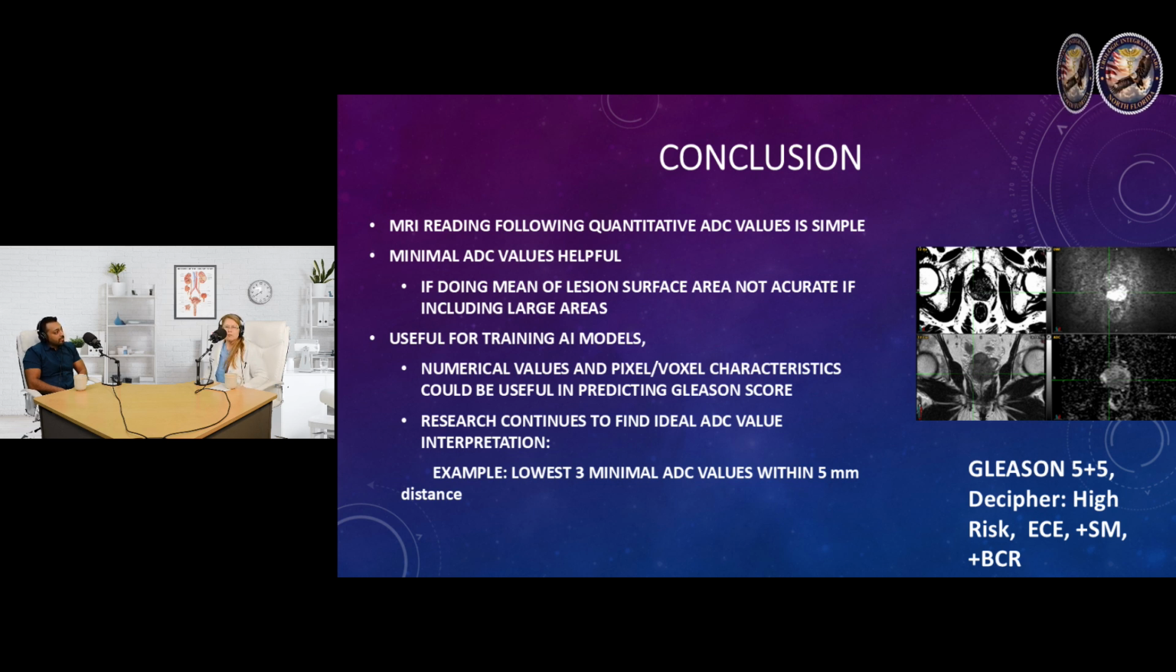Sometimes when you use the mean of the lesion surface area, it's not as accurate because you don't even know the mean of what. You can measure a radius of 0.5 centimeters on each side of the mean, but there could be something with an ADC value of 1,000 next to 67, and that alters your complete ADC value. So you need to characterize this.